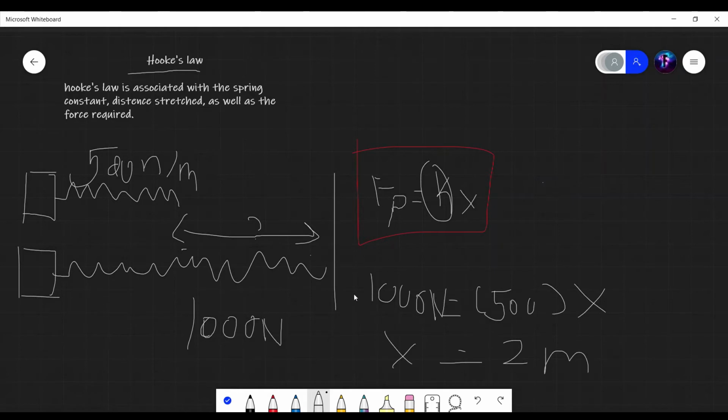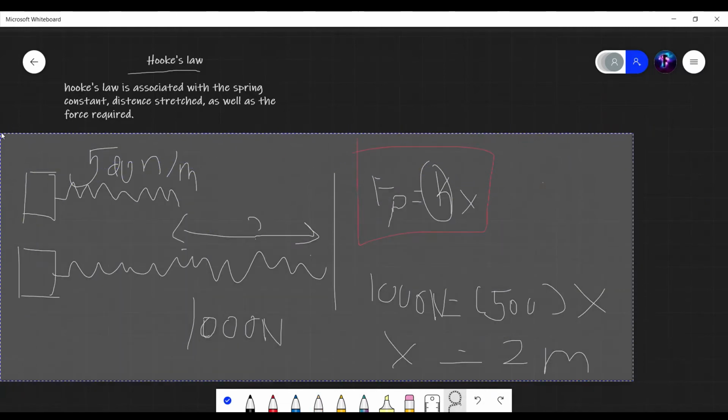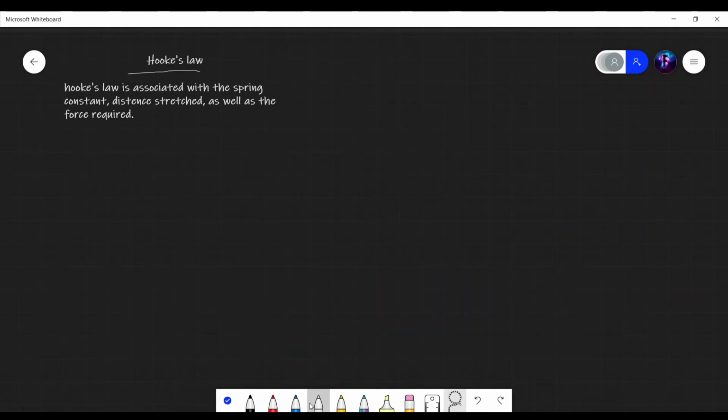Now that we know what to do, I'm going to explain the forces acting on the spring when you're stretching it. So let me draw a completely new diagram. The spring's here, and there's a spring. Oh no, that's not good. That's better.